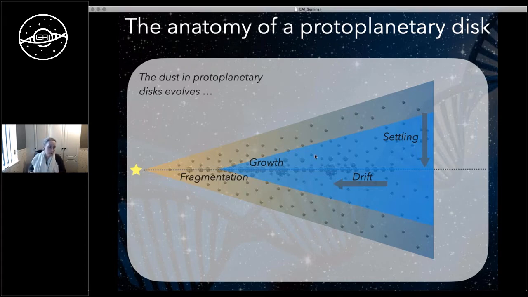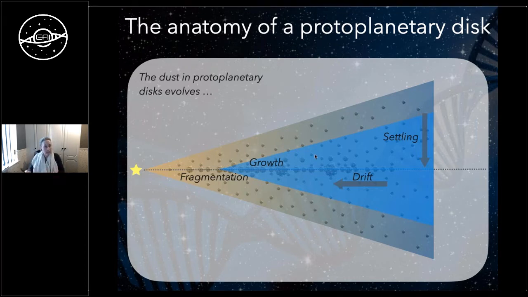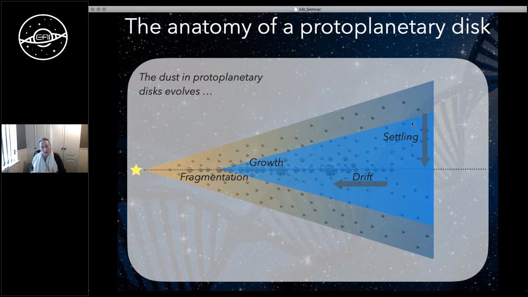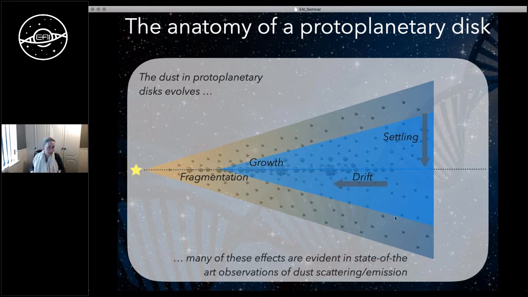So despite globally the dust being 1% by mass, locally within the disk, we don't necessarily expect that ratio to persist. Our dust grains will grow, they will change in their size distribution, and also the local gas to dust mass ratio will change as well. And this process of settling and drift, we're starting to see very clear evidence of that in high resolution observations of the dust thermal emission, as I'll show you. So we're starting to see a lot of these predicted effects in our real life disks.